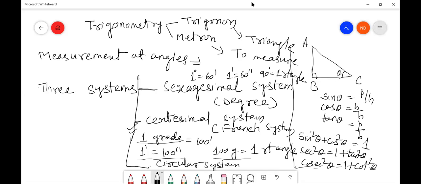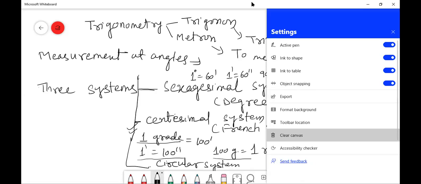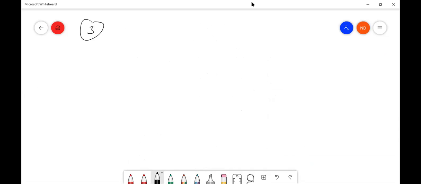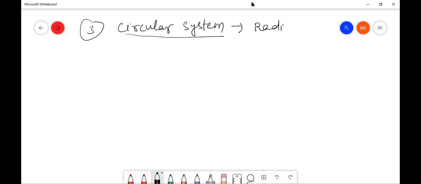Okay, so let's study in detail this system and we will be taking some questions. So the third system is the circular system of measuring the angle. Here the unit of measurement is radian. Radian is the unit of measuring the angle. So how to define the radian and why are we calling it circular system?